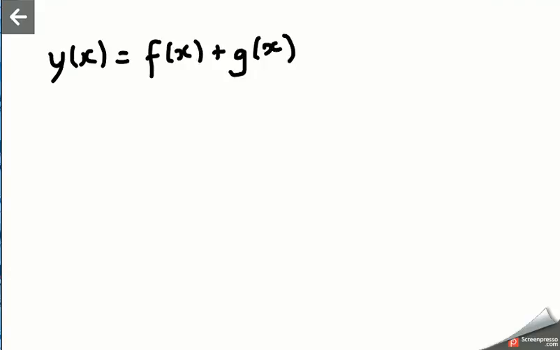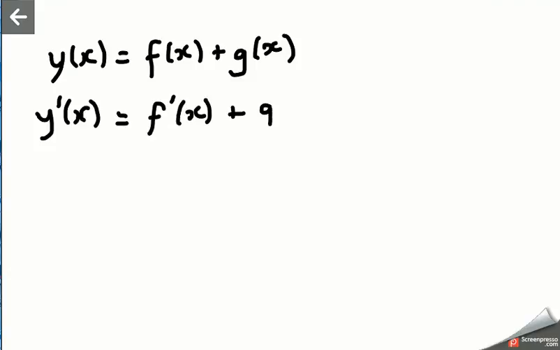So y of x equals f of x plus g of x. It's two functions added together. And I want to show that y prime of x is equal to f prime of x plus g prime of x. So that means we don't even need to worry about addition. We can just kind of ignore the addition and differentiate each of them separately. Okay, so let's go ahead and differentiate it.